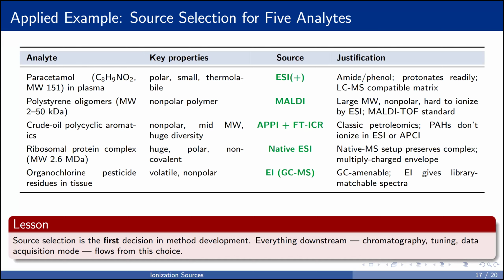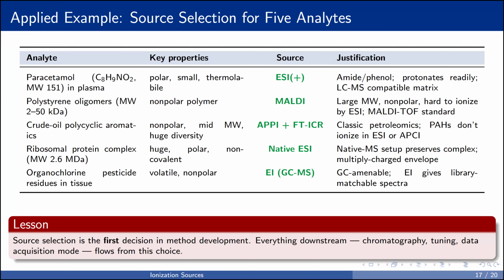Fourth, a ribosomal protein complex at 2.6 megadaltons. This is a huge non-covalent assembly. You want to measure the intact mass, which means preserving the non-covalent interactions. The technique is called native ESI. You buffer exchange the complex into ammonium acetate, spray it into the source under gentle conditions, and get multiply charged ions at very high charge states, typically 50 to 100 charges on a megadalton complex. This is cutting edge work, but well established in the structural biology community.